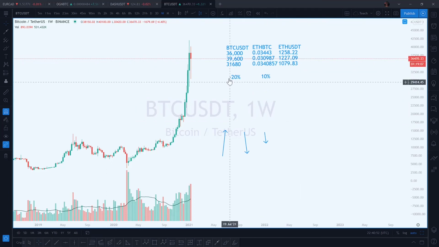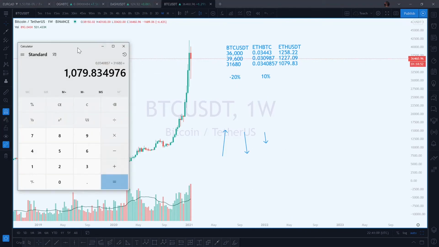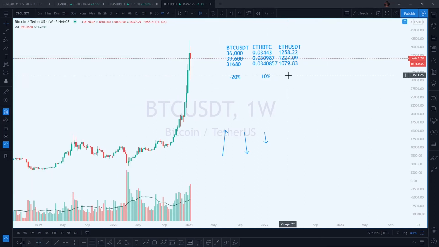Why? This is because Bitcoin made the bigger move to the downside. This move is bigger than this move. So when you calculate the price between these two, it becomes lower. So at the end of the day, now let's calculate it and see the percentage move. Now we have 1227.09 minus, we have a 12% move to the downside.